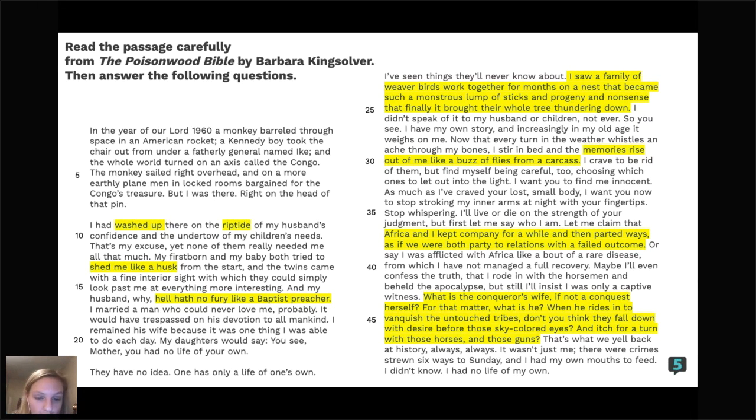"When he rides in to vanquish the untouched tribes, don't you think they fall down with desire before those sky-colored eyes and itch for a turn with those horses and those guns?" This talks about why she's confused and puzzled, or really just shocked, that the Congolese responded to the sermons and their efforts in the way that they did. Because she was like, why didn't they kneel before us, like the sky-colored eyes leading to blue eyes in Caucasian people, because these people were white at the time.